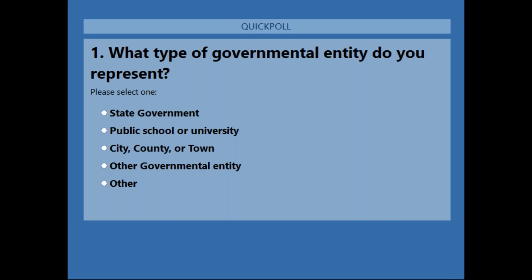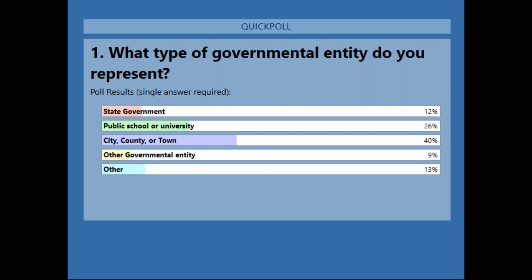Okay, give you guys just another couple of seconds here. Okay, it looks like everybody who wants to vote has voted. So Morgan, we can go ahead and close that out. It looks like we have quite a few city, counties, or towns, a few state government, and a lot of other, and a lot of public schools or universities. So we have quite the mix here. Okay, that's good.